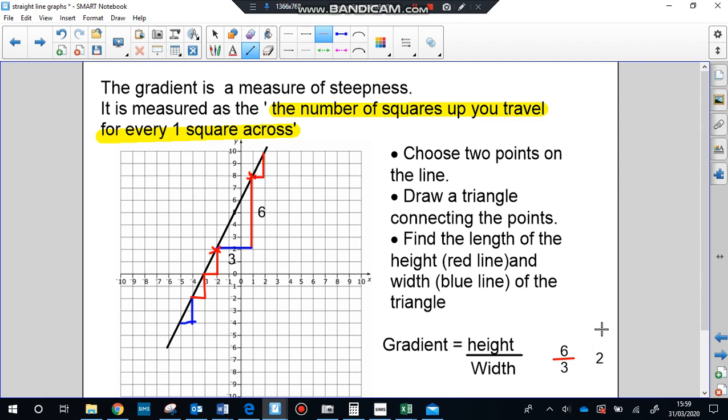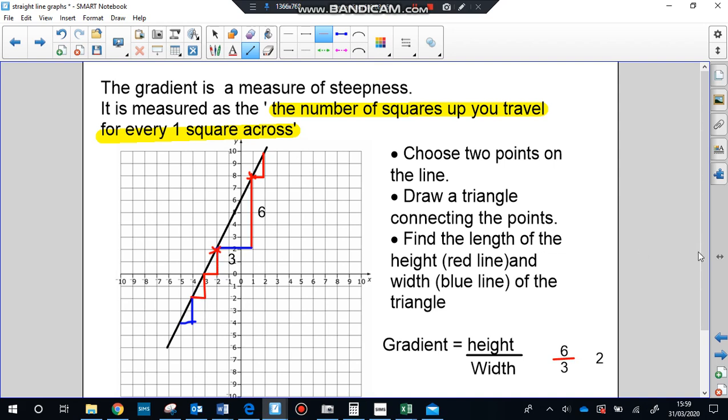So we said the gradient was 2, and I'm going 2 squares up, or 2 units up, for every 1 square across, or 1 unit across. Okay? All right, so that's what the gradient of 2 means.